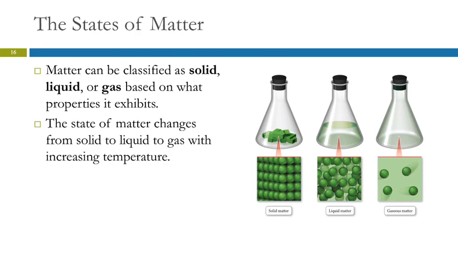So, the states of matter. The three states of matter that we will be concerned with in this class are solid, liquid, and gas. If you take a solid and you heat it up, it will melt into a liquid, and if you heat the liquid, it will go into the gas state. The difference between these three states has to do with the freedom of movement of the particles and how far away they are from each other.